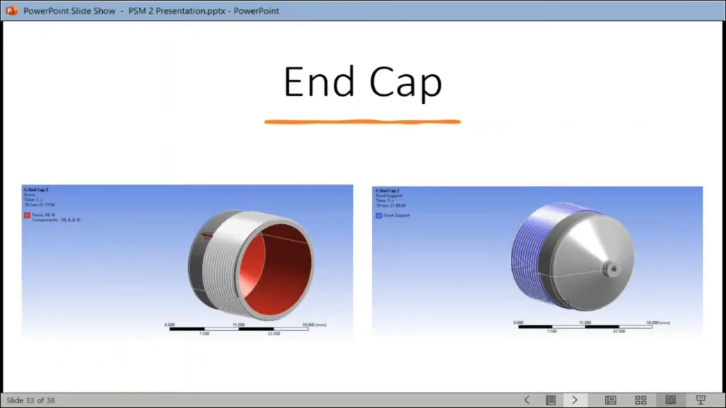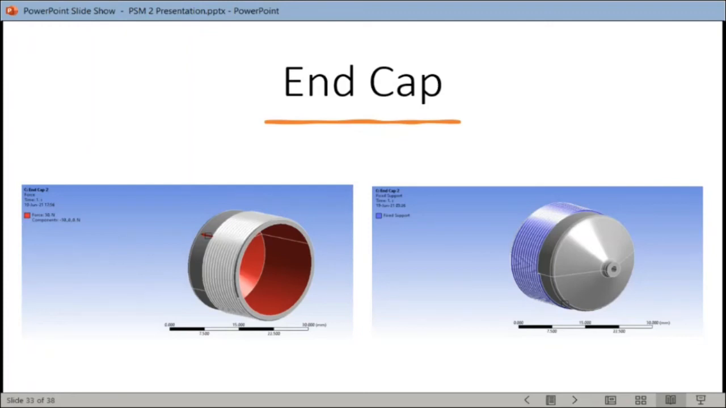For the end cap, on the left picture, the force is applied on the inner side of the end cap as the auger bit pushes the liquefied polymer inside the extruder. A 30 Newton force is used as it is the same as the force produced by the torque that pushes the molten polymer inside the extruder.